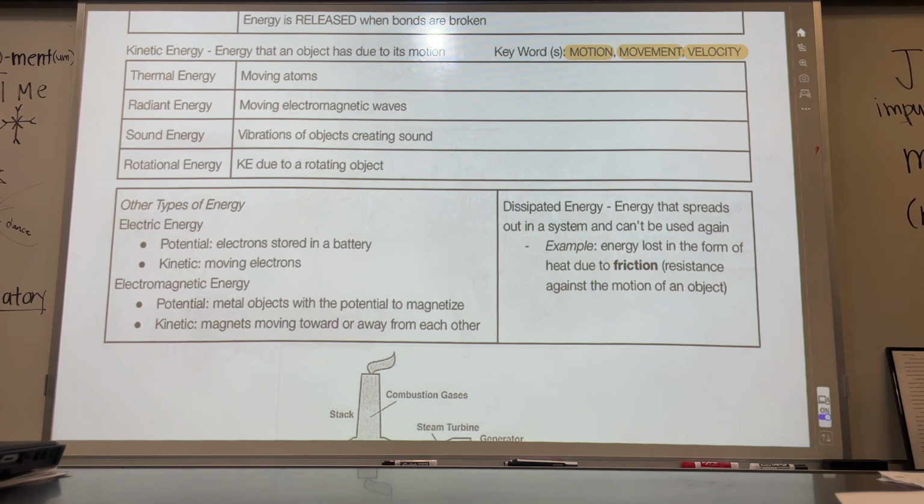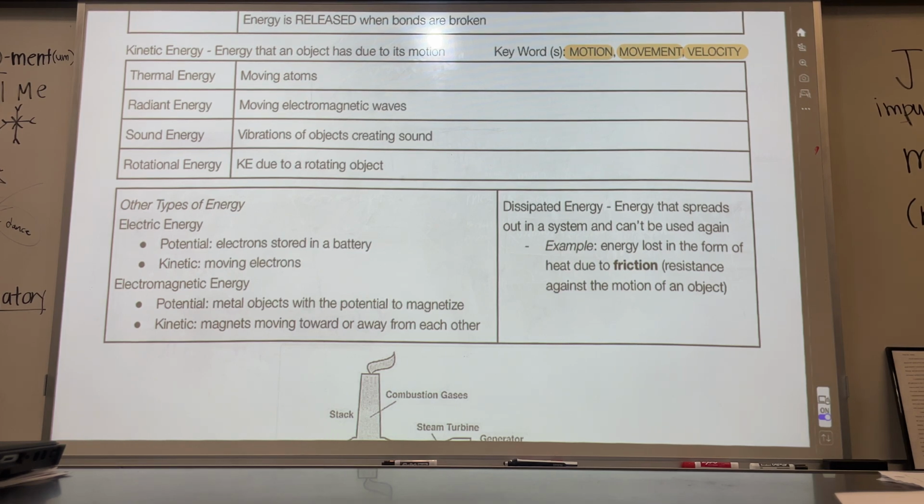I put in other types because it doesn't really fall into kinetic or potential. They have both of the versions. So the potential form of electrical energy is electrons stored in a battery. When they're in a battery, they have the potential to do work and to move, but they're not doing anything until you actually complete a circuit, and then those electrons can start to flow. Once those electrons are flowing within that circuit, then you get kinetic electric energy because the electrons are actually moving and allowing whatever the device is to work.